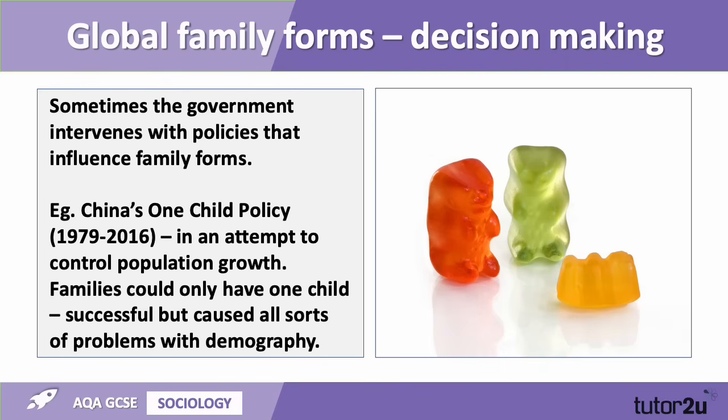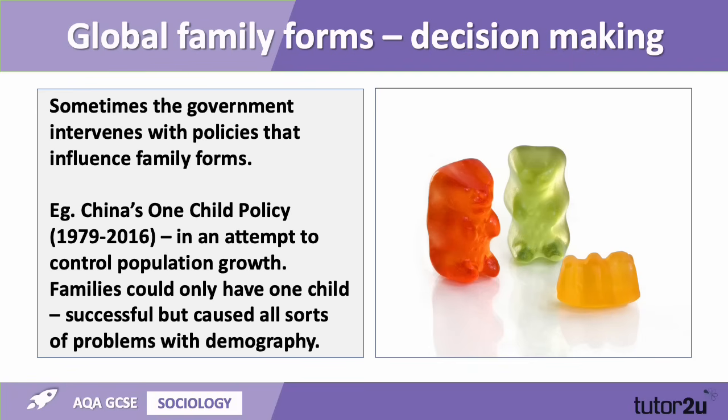Okay, to finish off global family forms, we're going to have a think about how sometimes the government intervenes with policies that influence family forms. The most famous example of this is China's one-child policy. The policy was introduced in 1979 to try to reduce the population growth, which was a result of a far too successful earlier campaign to increase the population in order to strengthen the army following World War II.